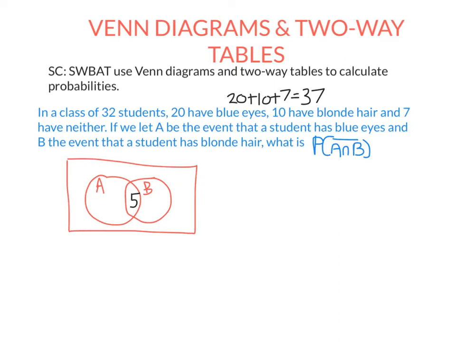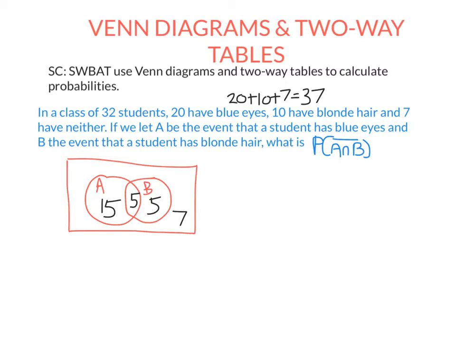So to finish off the Venn diagram, if 20 have blue eyes, that means there's 20 in the A circle. I have 5 in there already, so there'll be 15 more. Similarly for the B circle, the blonde hair, I already have 5, so I need 5 more, and there'll be 7 outside the circle. Note 15 plus 5 plus 5 plus 7 does equal 32. So all 4 numbers in the Venn diagram should add up to the total number you had.